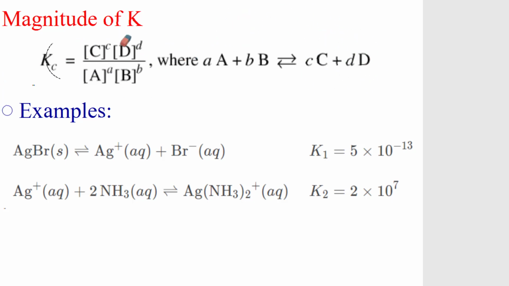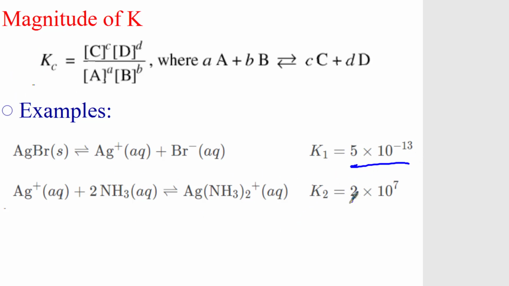But if the K is very small, and by small I mean less than 1, what does that mean about your ratio? That means your denominator is going to be bigger, isn't it? You're going to have a number over a really big number in your denominator, which means your reactants are going to be favored. So by the magnitude or the size of K, we can know what's going to be favored.